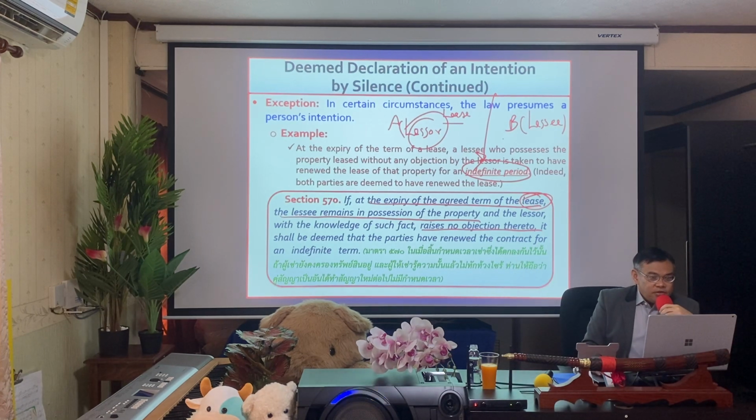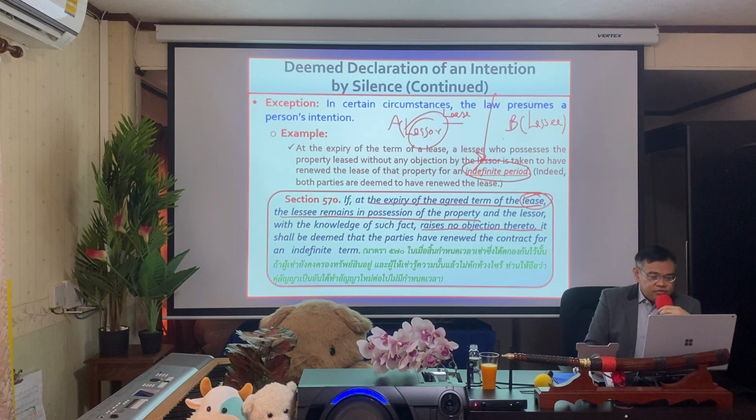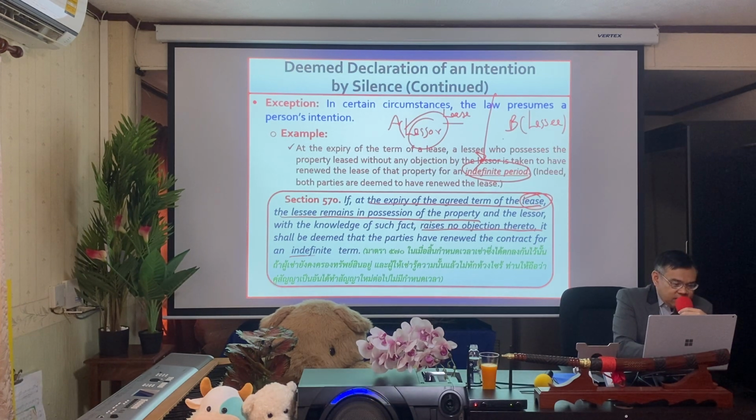Okay, so this is the position in section 570 of the CCC. If you look at 570, it provides as follows: if at the expiry of the agreed term of the lease, the lessee remains in possession of the property, and the lessor, with the knowledge of such fact, raises no objection thereto, it shall be deemed that the parties have renewed the contract for an indefinite term.